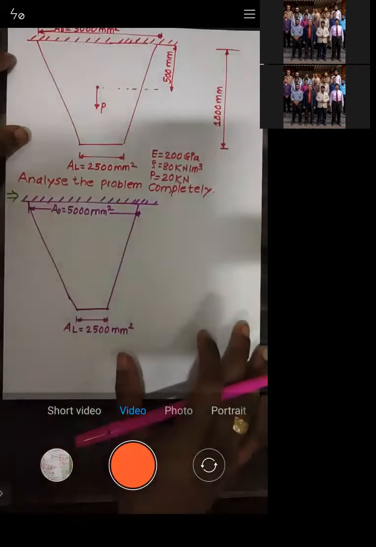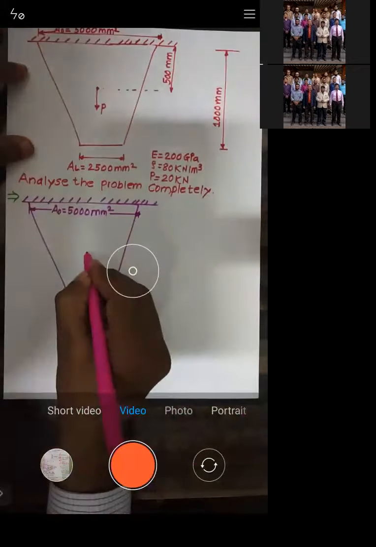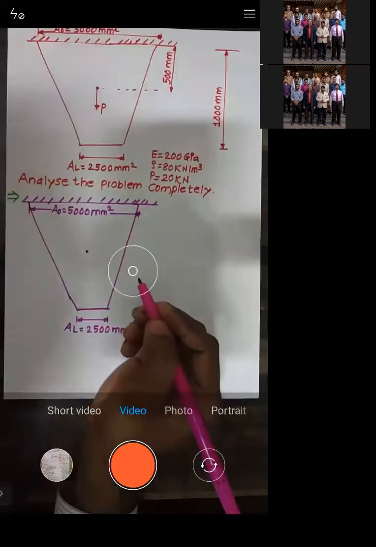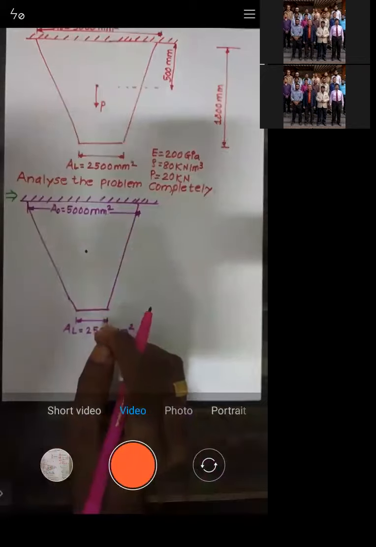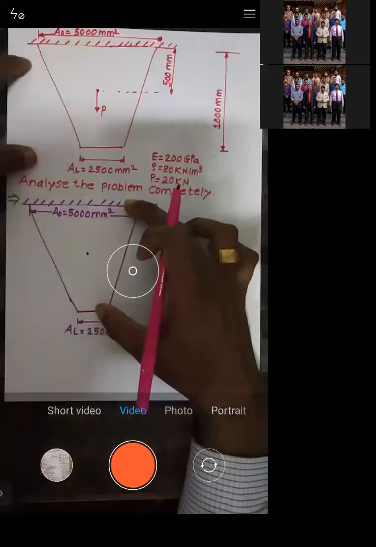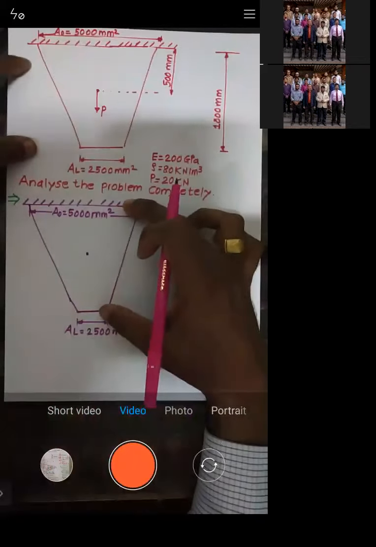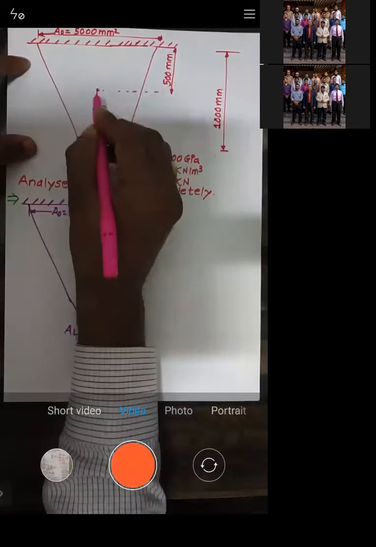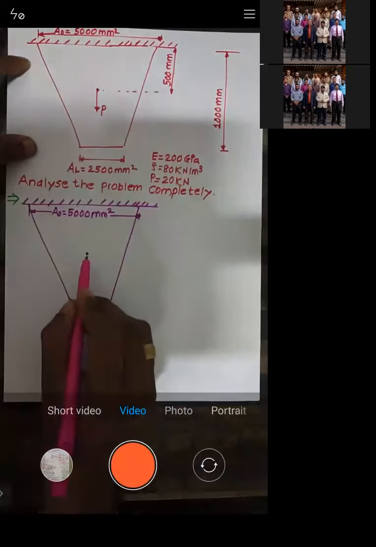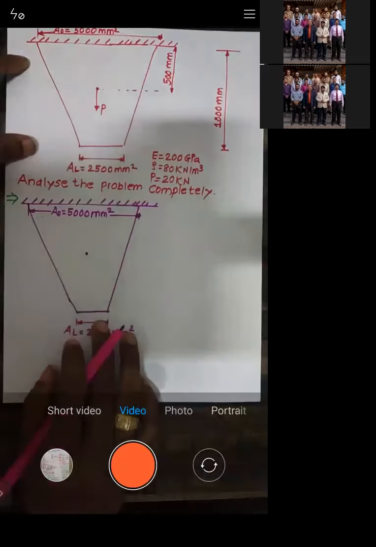Now they have applied some force P here. So this is a single element, but as they applied the load here, at the point where they have applied the load I need to form a node.